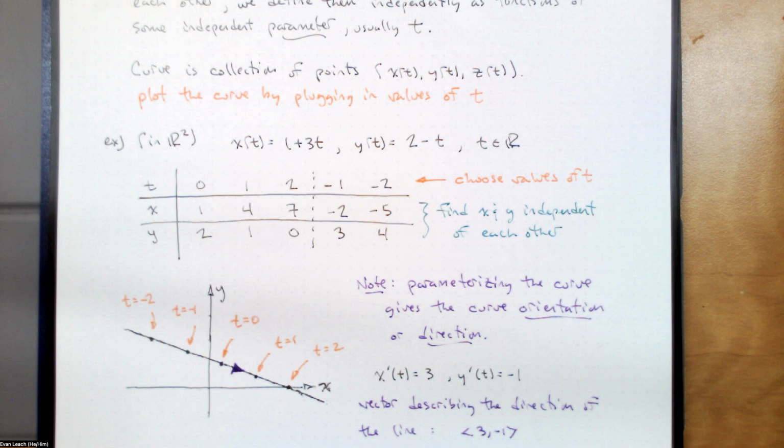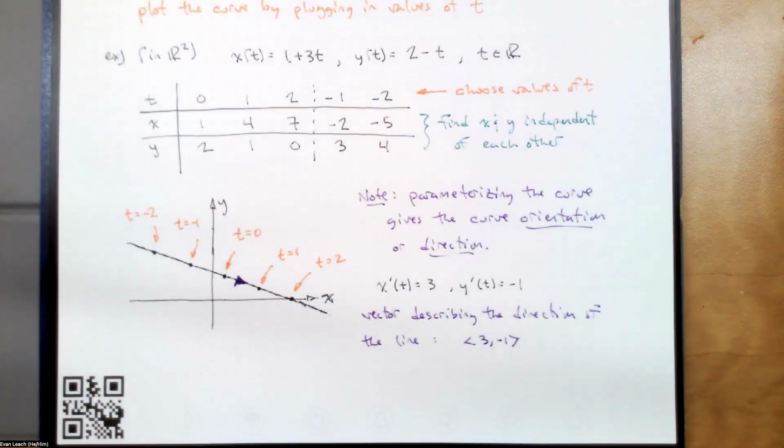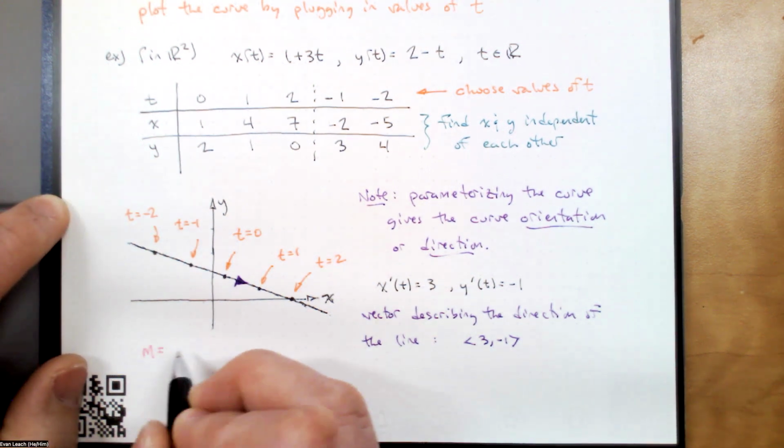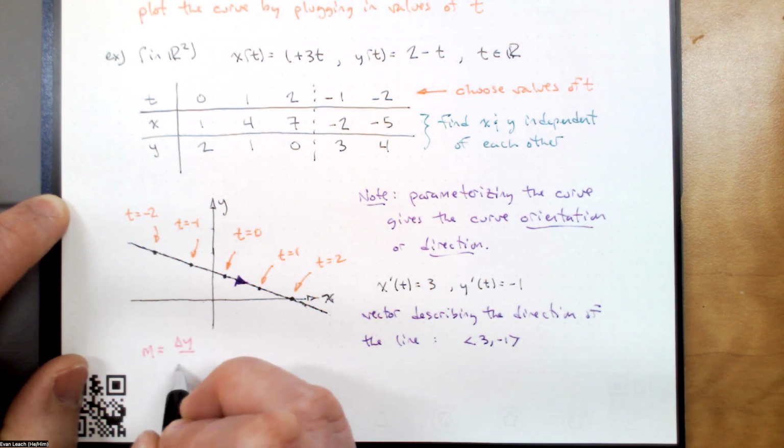Is this compatible with stuff that we already know? Math always has to be backwards compatible. If we get a new thing and it doesn't fit with the old stuff, then we need to fix the old stuff or fix the new stuff. Something is broken. So this is a line, and in our experience, we've always described a line with slope. Slope is change in y divided by change in x, delta y over delta x. Derivative is change.